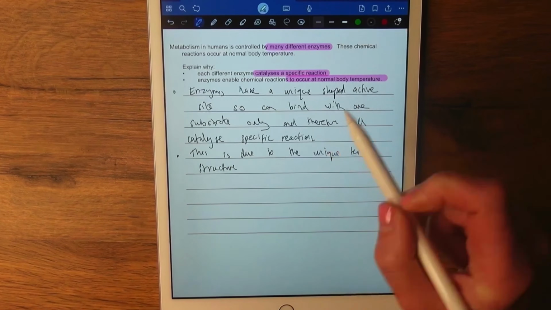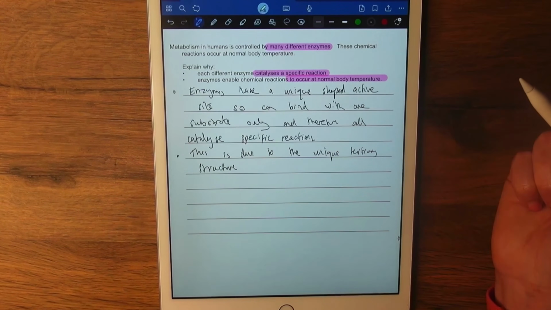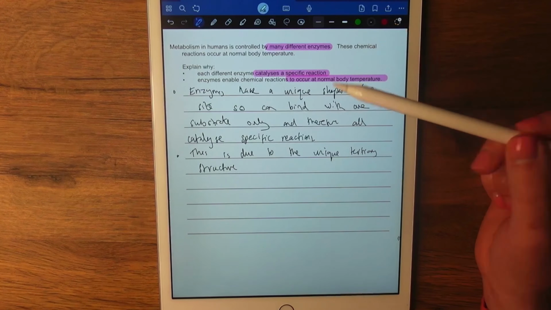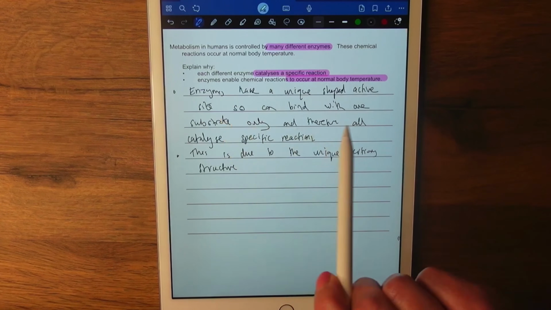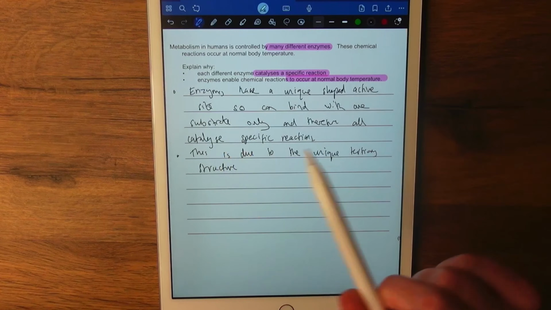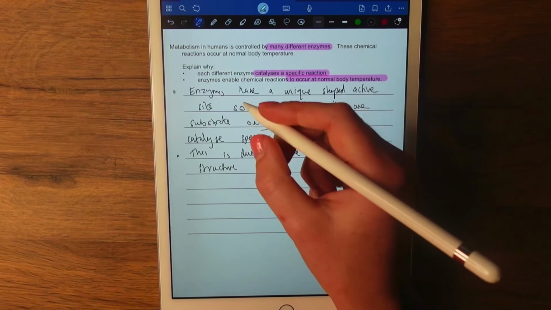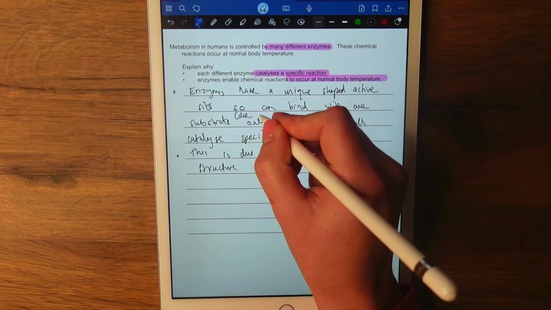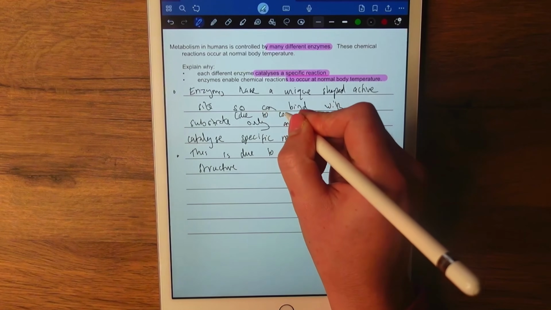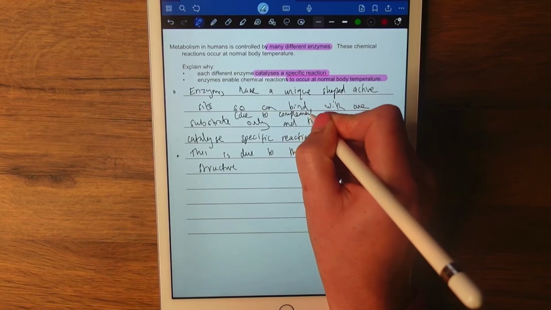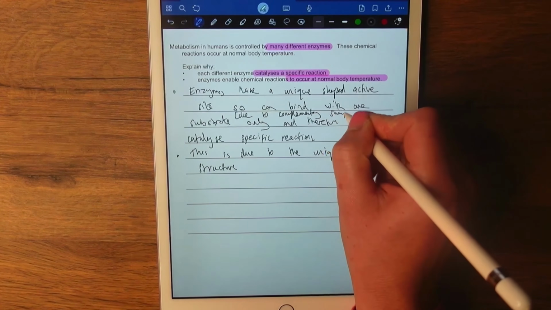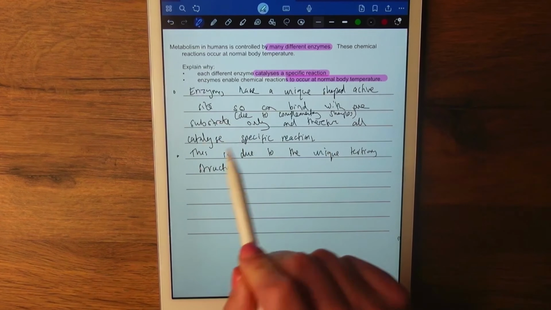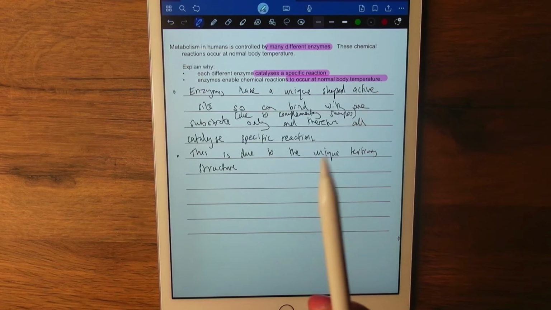I could probably have split those bullet points up a bit more. So it can only bind with one substrate. I'm actually going to add in there with one substrate. I'm going to say due to complementary shapes. And that's about 3 marks now that addresses the first bit.